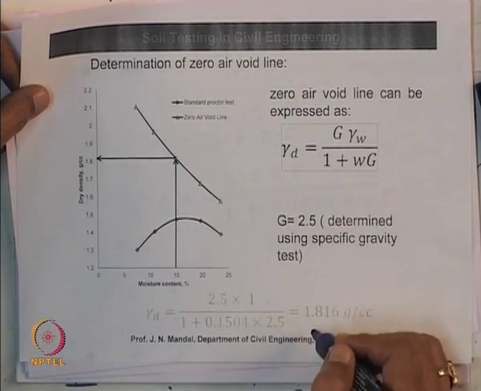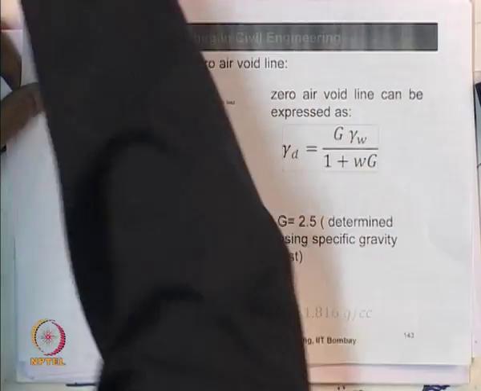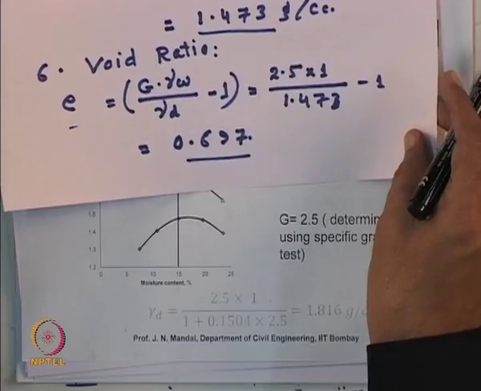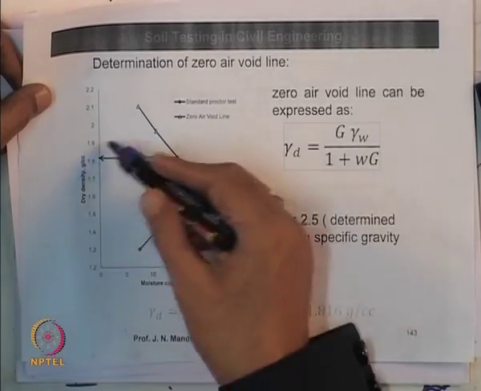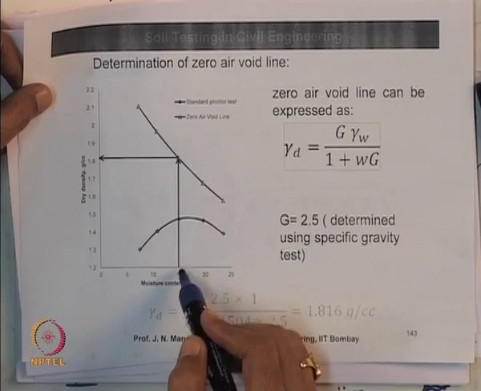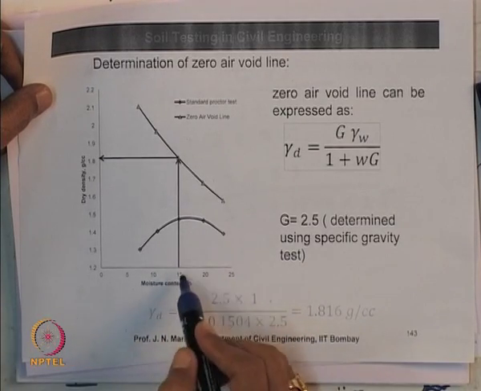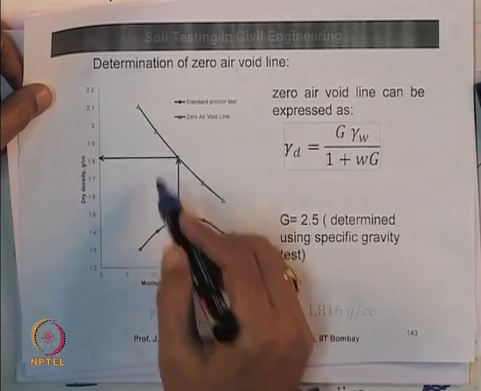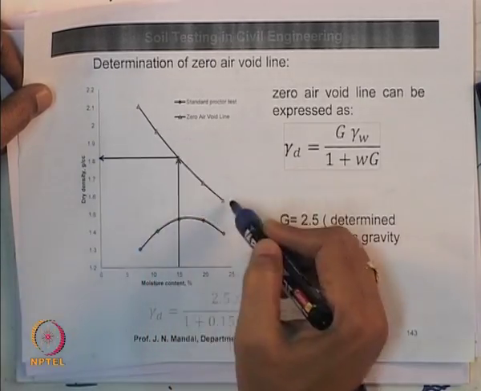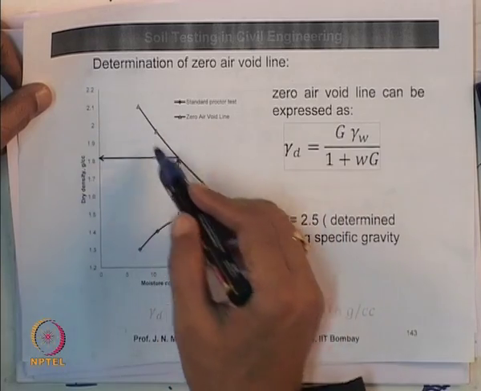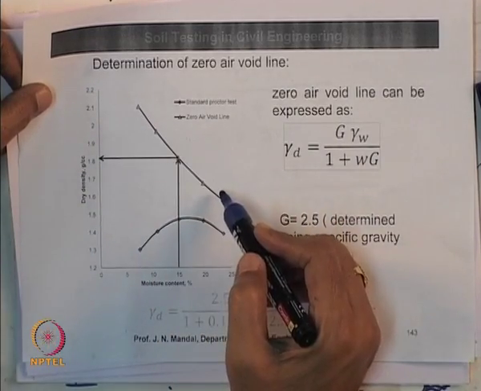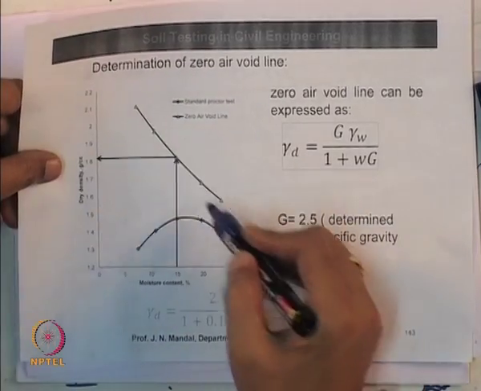You know the dry density for the zero air void line is 1.816, and the corresponding moisture content is 15. So, you can have a point like that, and for different water content and density, you can have a zero air void line where the degree of saturation is 100%. This zero air void line is also called the saturation line. So, you can draw this zero air void line like this, where gamma d equals 1.816.